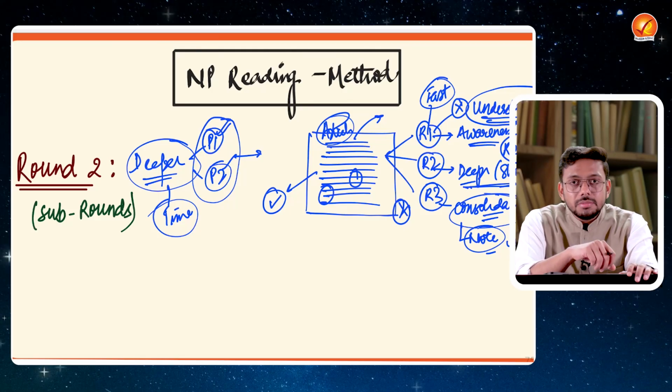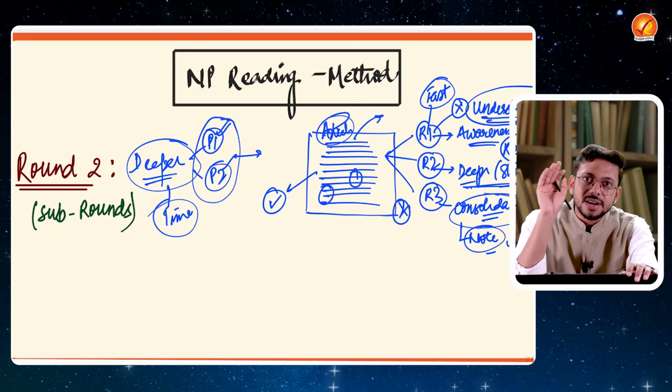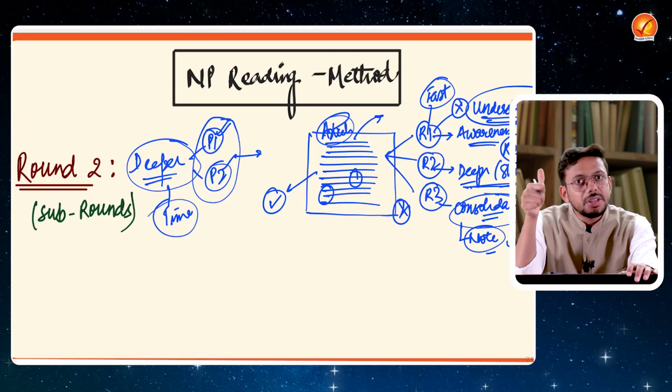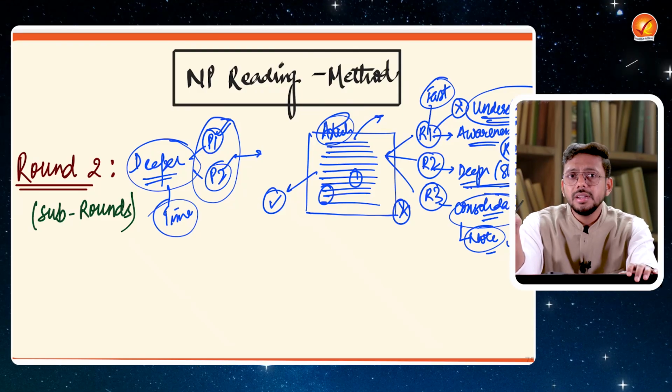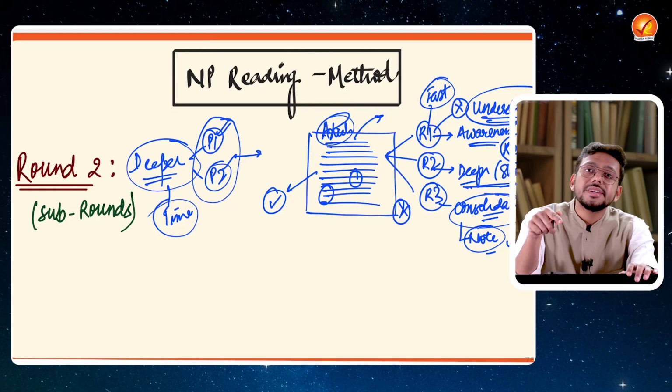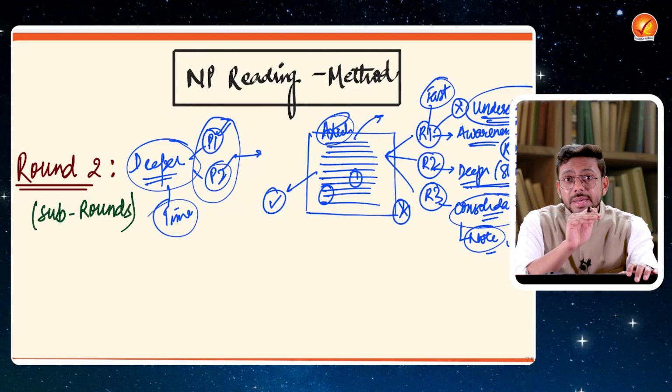Fine. So in round number 2, which is a deeper analysis of the newspaper, each and every article is read in 3 rounds. The first round is a very fast round. You're just becoming aware of the content of the article, whether that content has anything specific for the examination or not. If it has, well and good, go for it. If it does not, skip the content, move to the next topic, move to the next article.